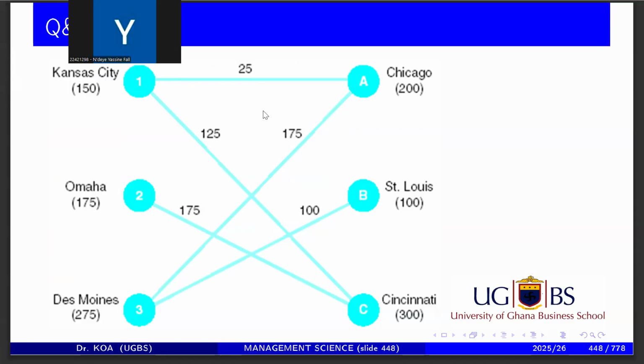Next. Yes, Yasin. You kept saying that you draw it and add the cost, but these ones are not the cost, right? They are like... Sorry. You draw it and add the decision variables. Okay.